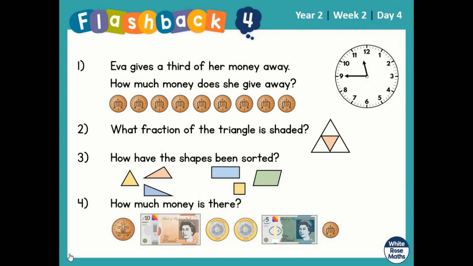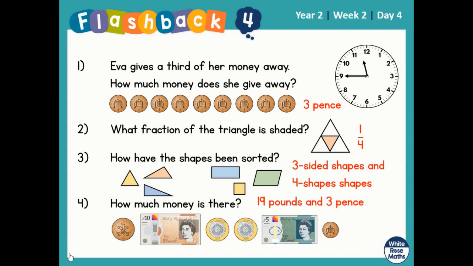Okay, how did you get on with those? A third of Eva's money, so she had 9 pence altogether, so a third of that was 3 pence. The fraction of the triangle, it wasn't a third of the triangle, it was a quarter. The shapes have been sorted into 3-sided shapes and 4-sided shapes. Then how much money was there? So I started with the larger amounts of money. The £10 and the £5 was 15, and then I added the two £2, which gave me £19, and then there were 3 pence left over. £19 and 3 pence. And the clock was 11:45.